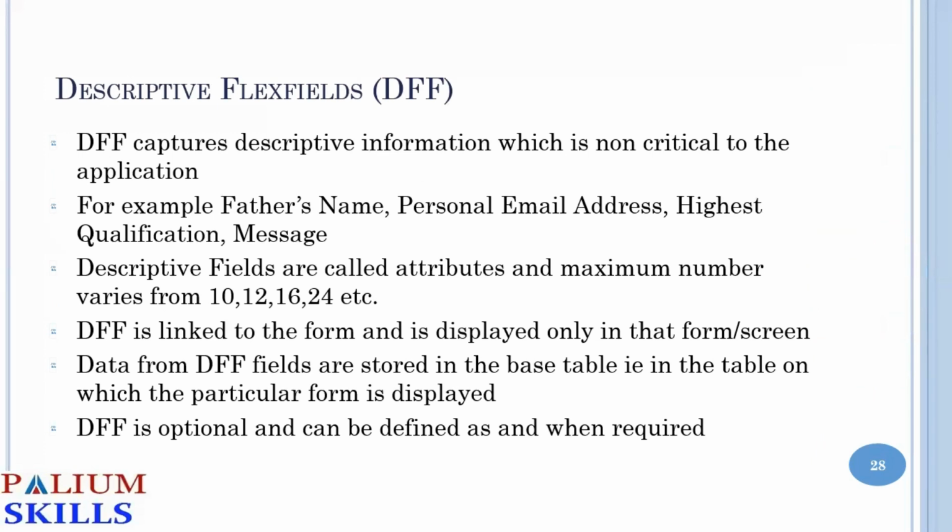DFF, or descriptive flex field, captures descriptive information which is non-critical to the application or the functioning of the application. For example, father's name, personal email address, highest qualification, message, any message that you want to put out. Descriptive flex fields are called attributes. Key flex fields, remember, are called segments. Descriptive flex fields are called attributes, and the maximum number varies from 10, 12, 16, 24, 8, depending on the different screens. DFF is linked to the form and is displayed only in that form or the screen.